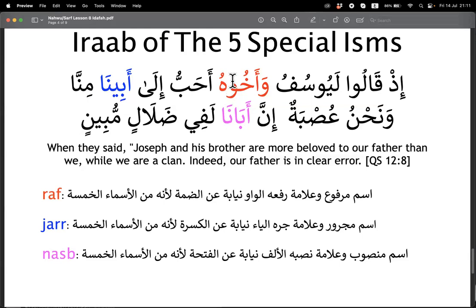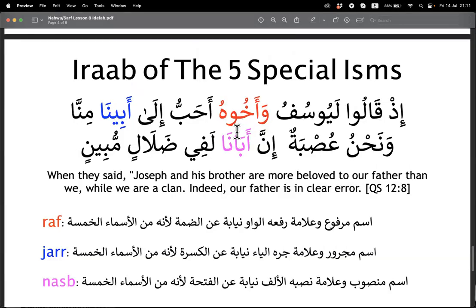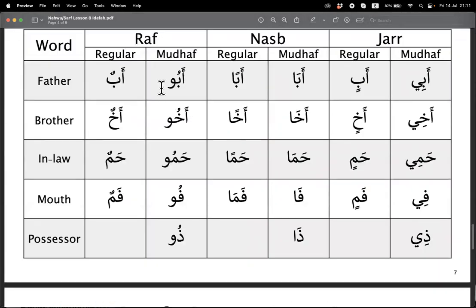So no more marfu' with waw, no more marfu' with dhammah, majrur with kasrah or mansub with fathah. Is it the waw, is it the ya, is it the alif? It's all the same for all. All have waw, all have alif, and all have ya. Especially for the words abi and akhi, right?